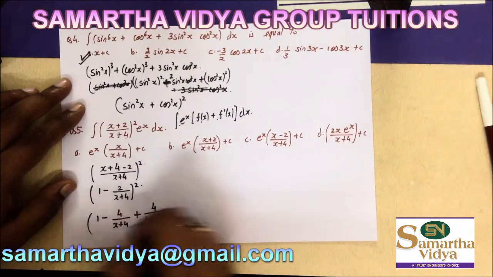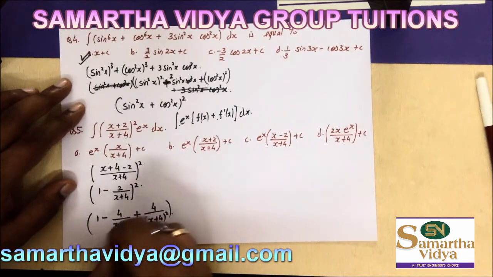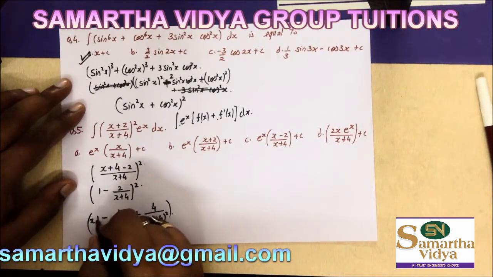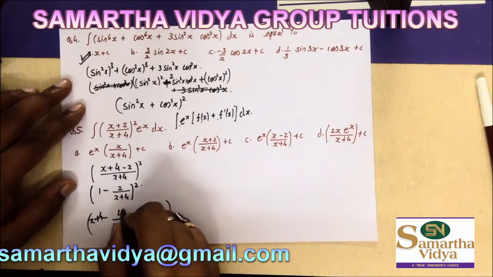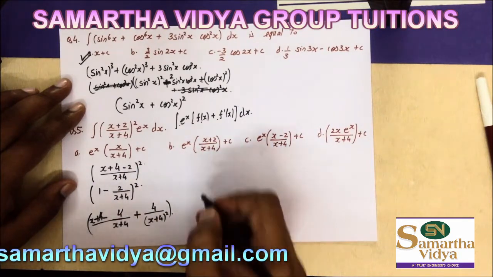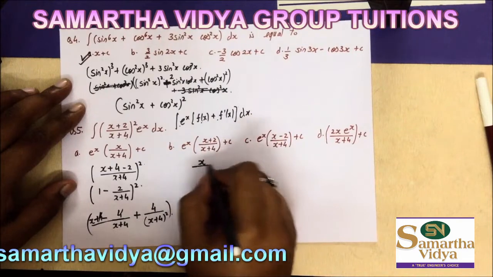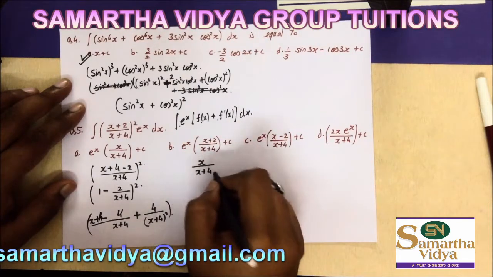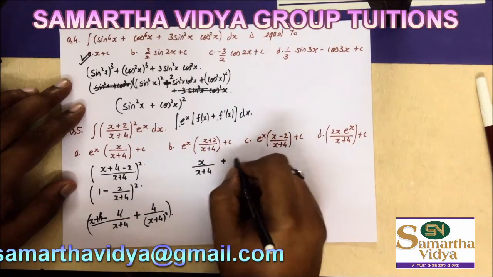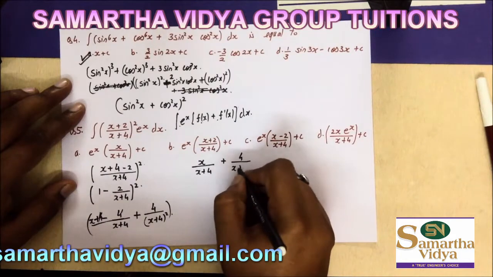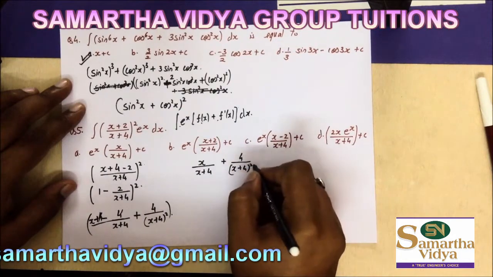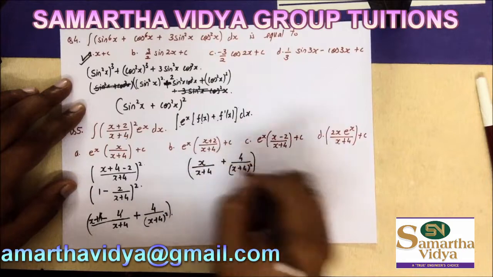Now let us combine these two terms. If I combine this, it becomes x plus 4 minus 4, so the 4 gets cancelled out. So I have the term x upon x plus 4 plus 4 upon x plus 4 the whole square. So this is the term which I'm getting.